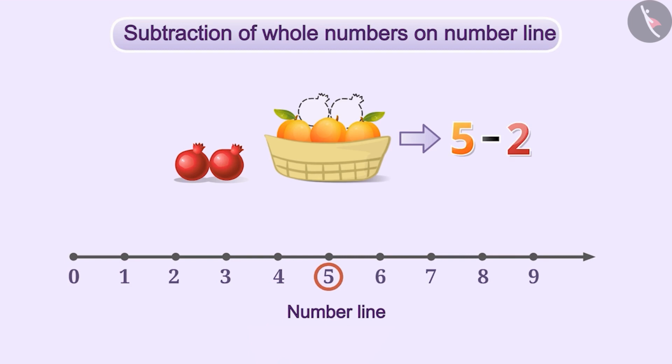Will you be able to tell in which direction we should go? Just think about it. Since we have to subtract number 2 from 5, we will take 2 steps to the left, from 5 to 4 and 4 to 3. To represent the steps, we will use arrows pointing towards the left direction. The last arrow points to 3. Thus, the subtraction of 2 from 5 gives 3. That is, 5 minus 2 is equal to 3.